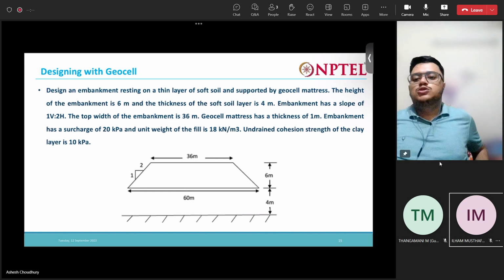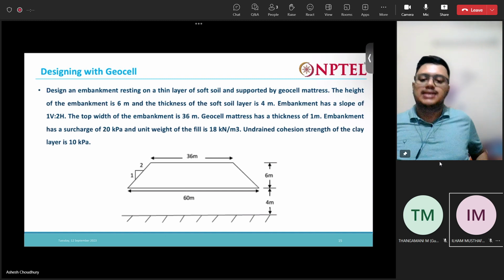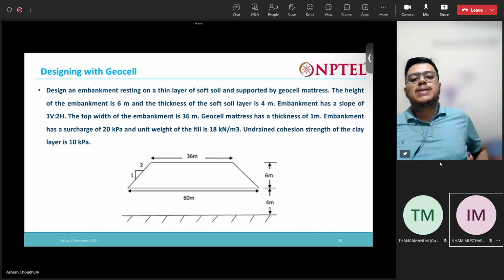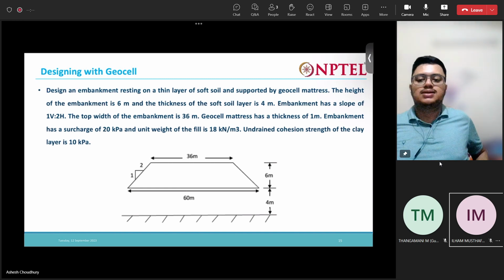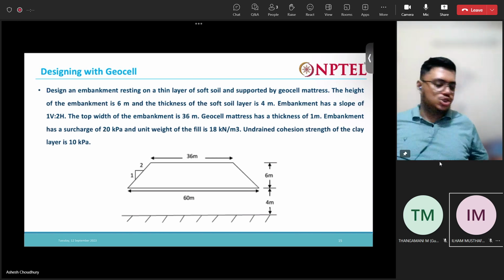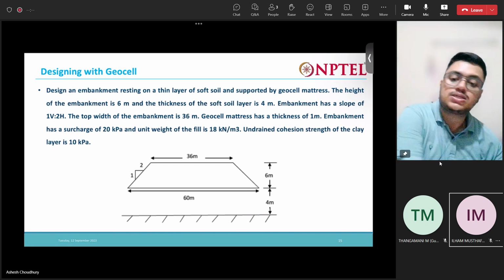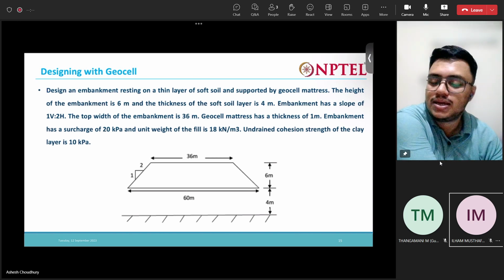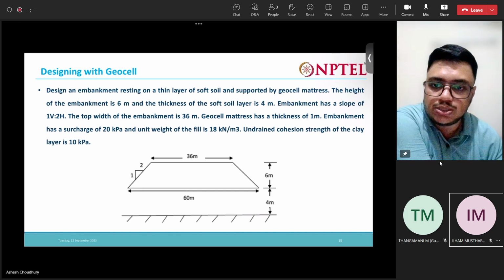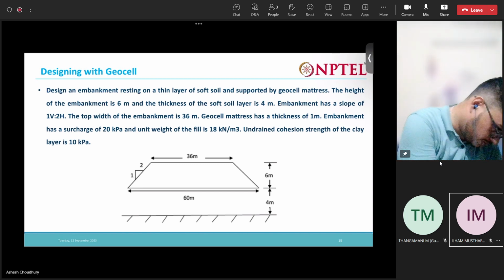Design an embankment resting on a thin layer of soft soil and supported by a geocell mattress. The height of the embankment is 6 meters and the thickness of the soft soil layer is 4 meters. The embankment has a slope of 1 vertical to 1 horizontal. The top width of the embankment is 36 meters. The geocell mattress has a thickness of 1 meter. The embankment has a surcharge of 20 kPa and the unit weight of the fill is 18 kN per cubic meter.